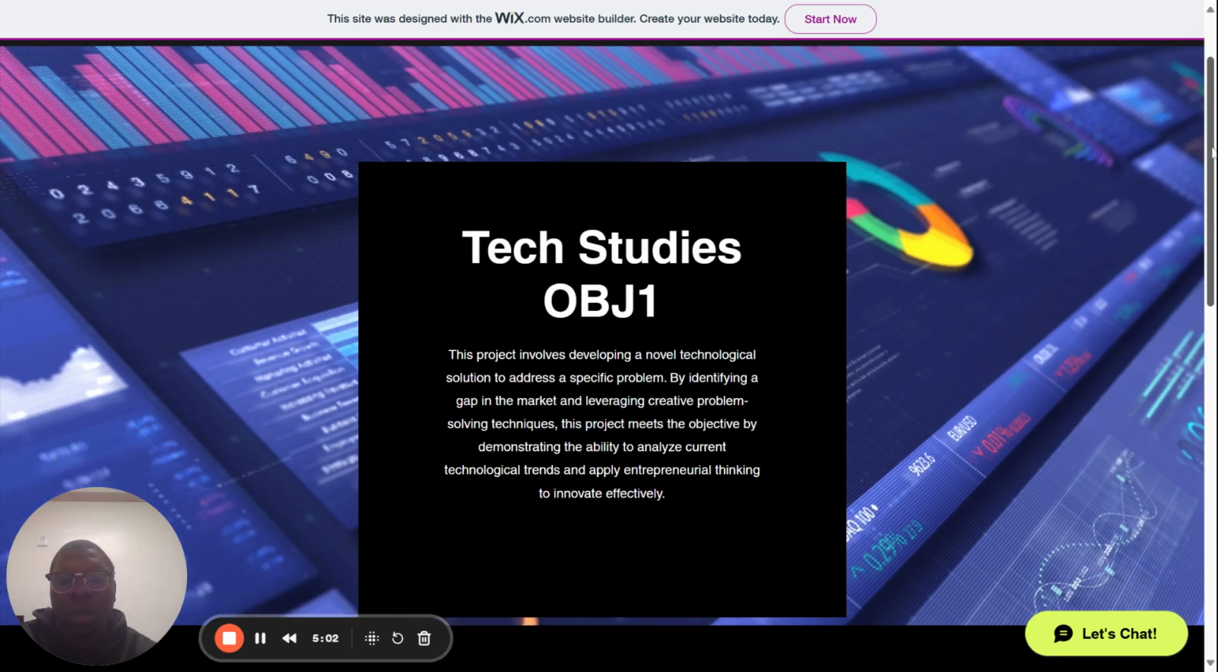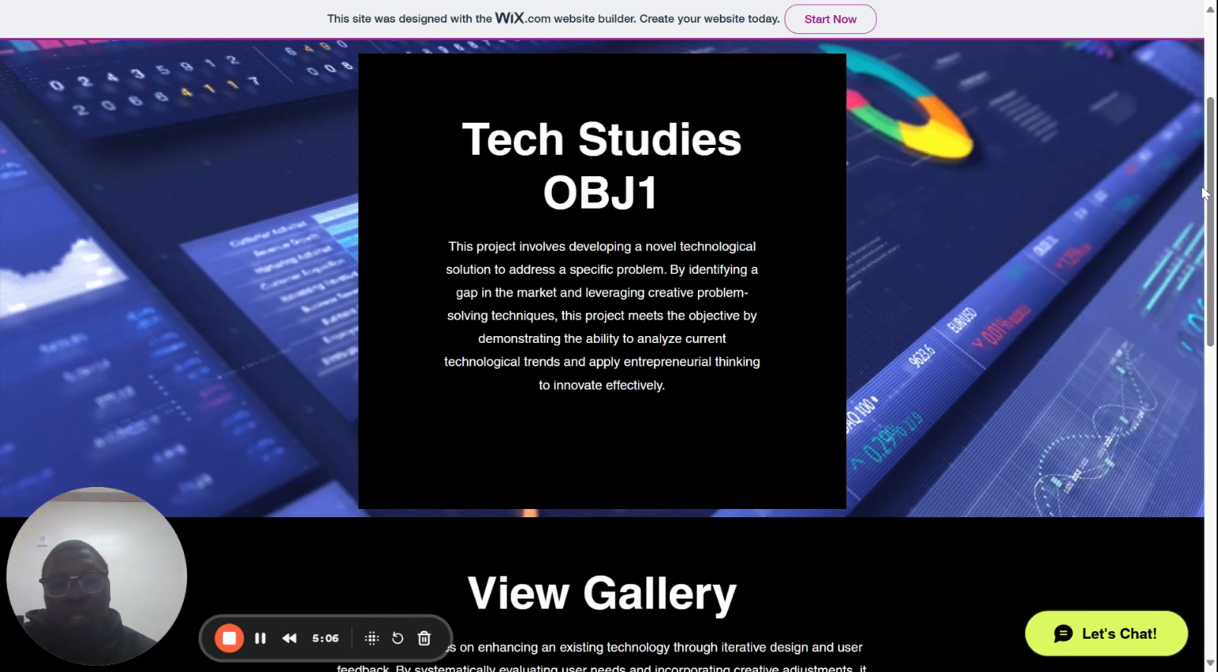What this does is that this project involves development of technology that addresses specific problems. With the gap of the market and the leverage of creating problems or techniques, the project will meet objectives that will demonstrate abilities to be used for current technology trends or applied for entrepreneurial thinking in a significant way.